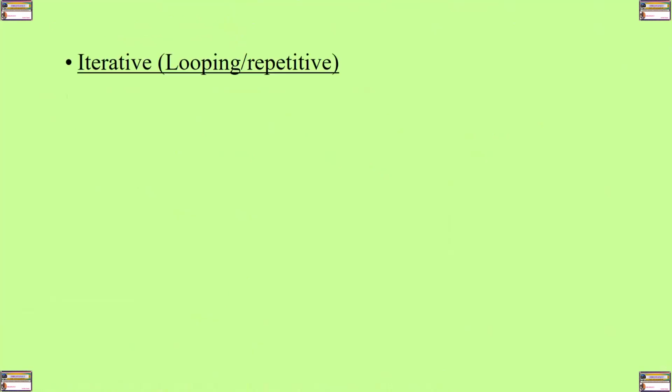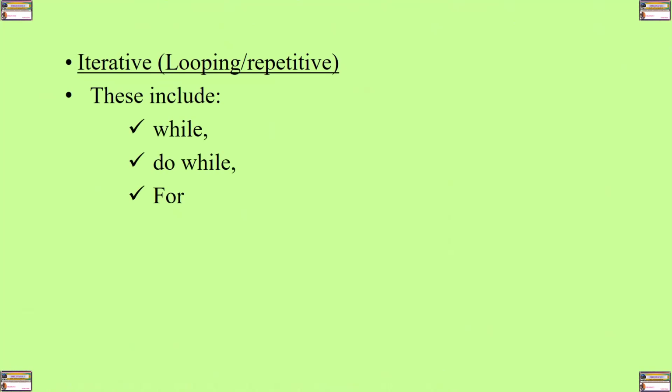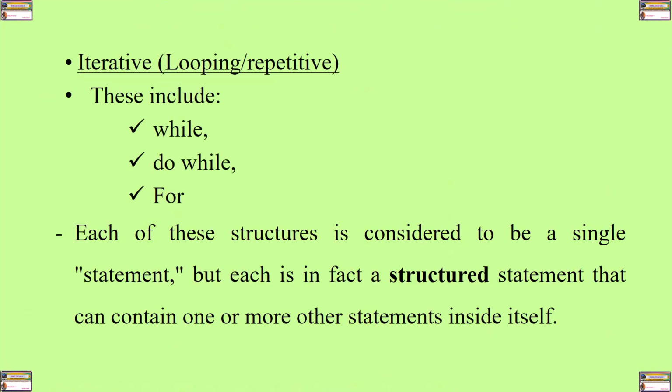When we speak about the iterative control structures, or what we call the looping or repetitive control structures, these include the while, do-while, and for. Each of these control structures is considered to be a single statement, but each is in fact a structured statement that can contain one or more other statements inside itself.